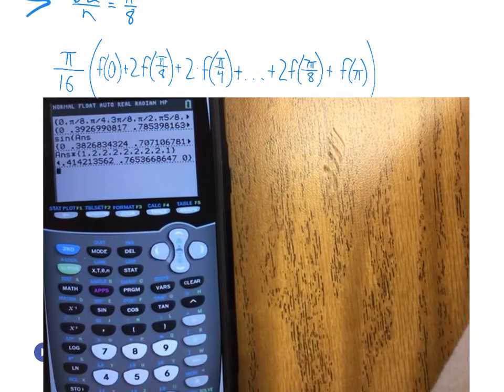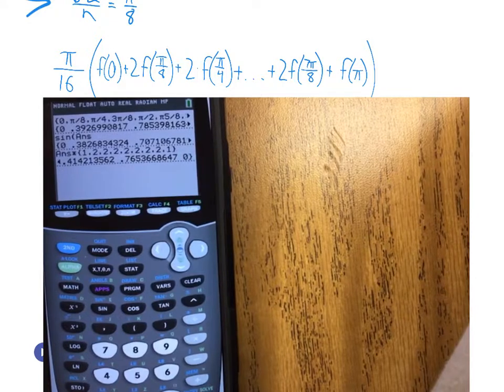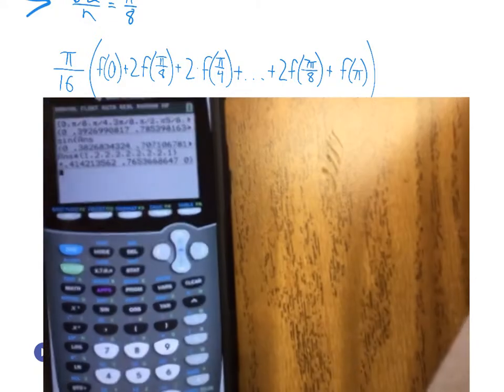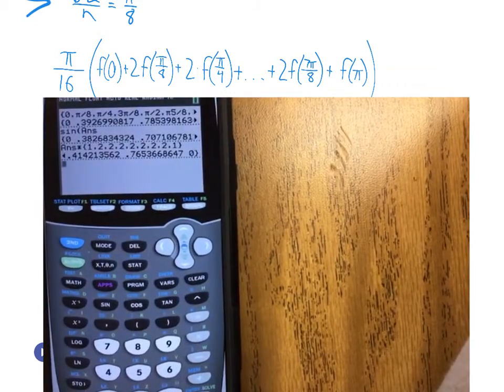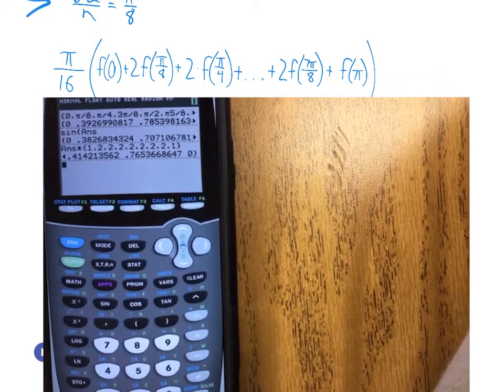I could have just thought about this and said, hey, since the first and last one are 0, it doesn't matter if I multiply them by 1 or 2, and just multiplied the whole list by 2. But this is how you could do it with any of them. All right? So that's what I need to total up, right? I need to add those things up.